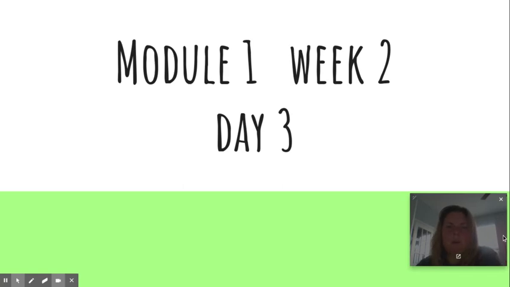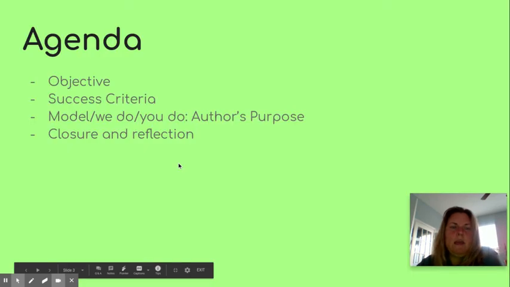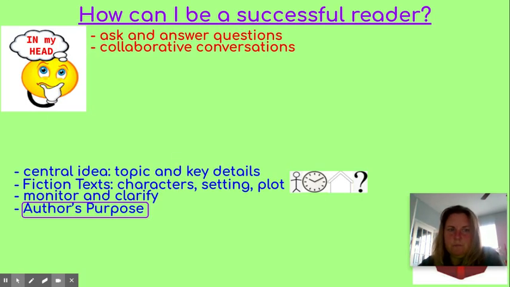Today we're going to be working on Module 1, Week 2, Day 3. Today we're going to be talking about success criteria, our objective, model, enclosure, and reflection. How can we be a successful reader? Today we're going to be talking about the author's purpose. What is the author's purpose for writing?